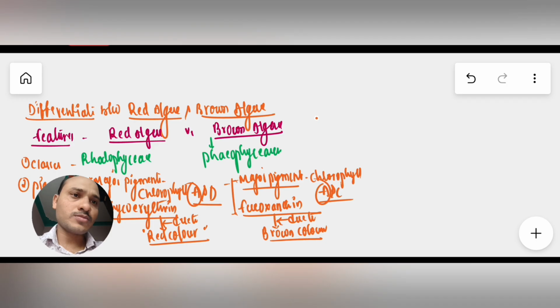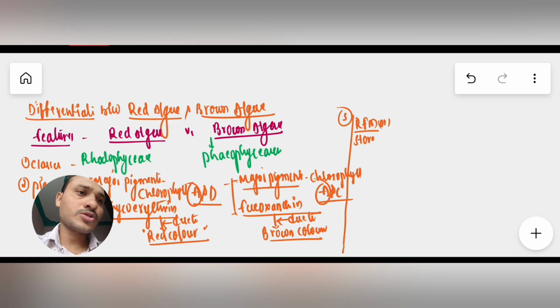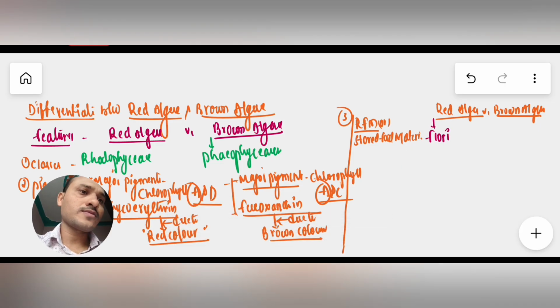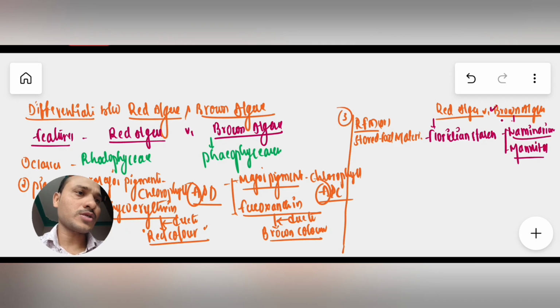And again the third difference here, that is reserve food material, the stored food material. Reserve food material are nothing but stored food material. So first, in red algae and brown algae, the reserve food material in red algae is Floridean starch. In case of brown algae, there are two reserve stored food materials, laminarin and mannitol. So laminarin and mannitol are reserve food materials in brown algae, and Floridean starch is the reserve food material in red algae.